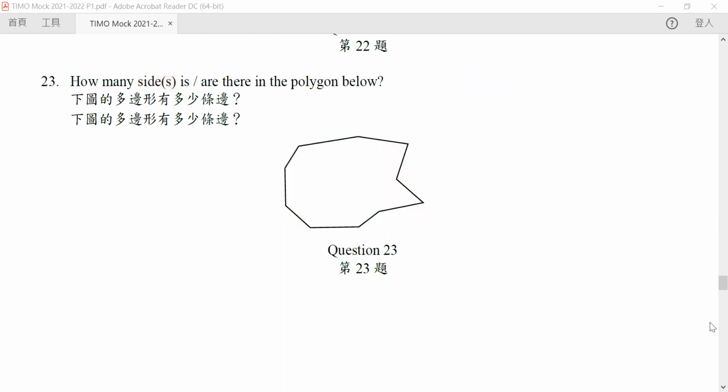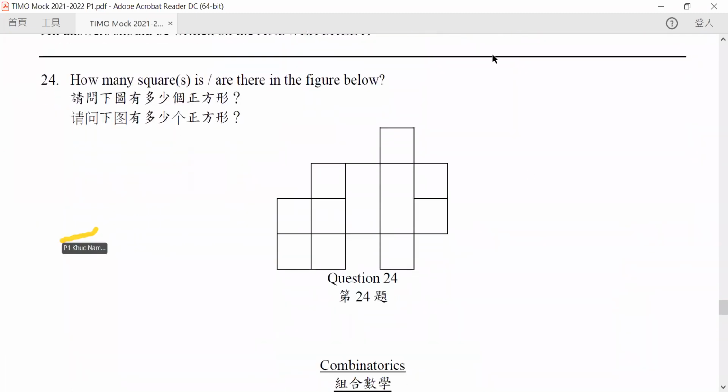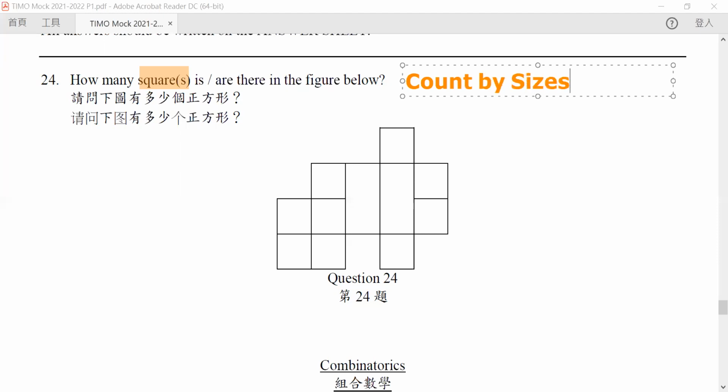Our next question is question 24. How many squares are there? Now, this time we want to count the squares one by one, but unlike the last time, we want to count them by different sizes. Because there are so many squares in here, we would like to count by sizes. Now in here we have the smallest size, like this.